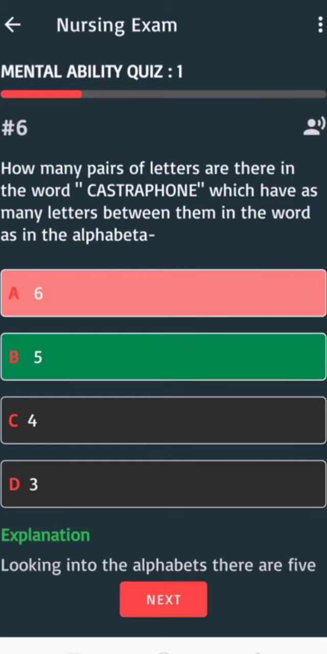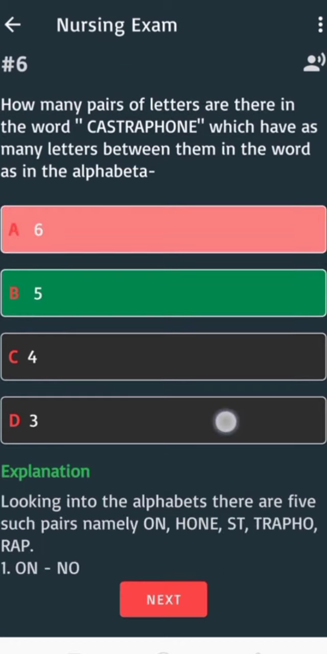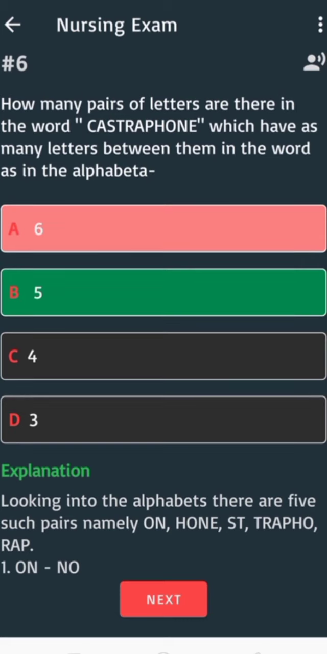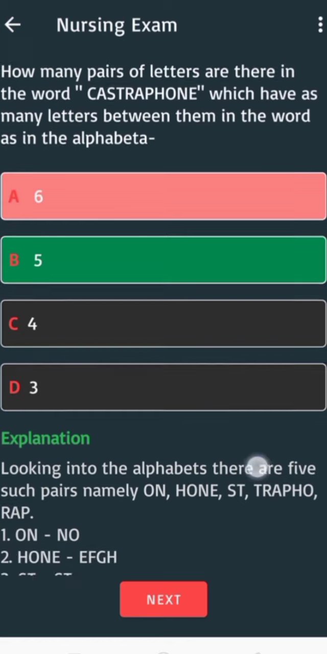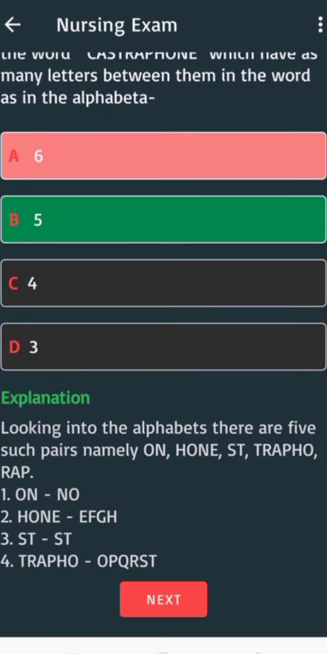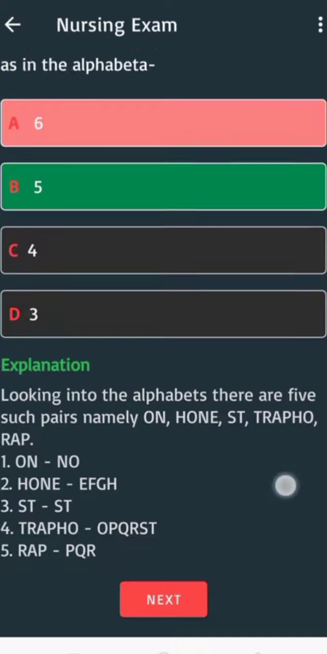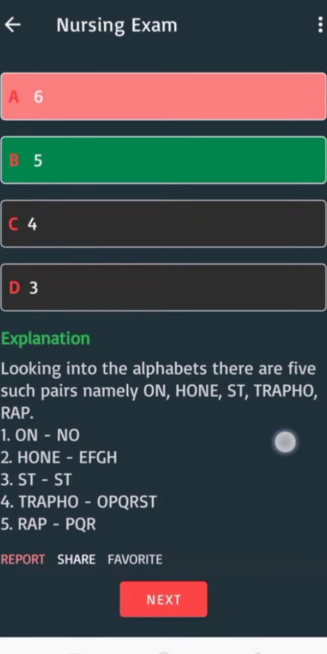No, correct answer is B. Looking into the alphabets, there are five such pairs, namely ON, HON, ST, RT, RP. 1. ON. 2. HON, EFGH. 3. ST, street. 4. TRAPHO, OPQRST. 5. RAP, PQR.